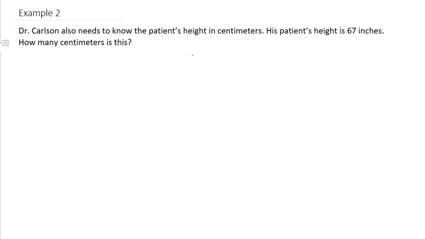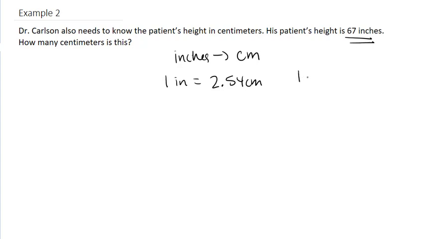Example 2. Dr. Carlson also needs to know the patient's height in centimeters. His patient's height is 67 inches. How many centimeters is this? So once again, we are going to do a conversion, but this time we're doing it from inches to centimeters. So we do know we have a conversion of 1 inch is equal to 2.54 centimeters. So we can use the conversion like this, where we put 1 inch over 2.54 centimeters, or you can use it as 2.54 centimeters over 1 inch.